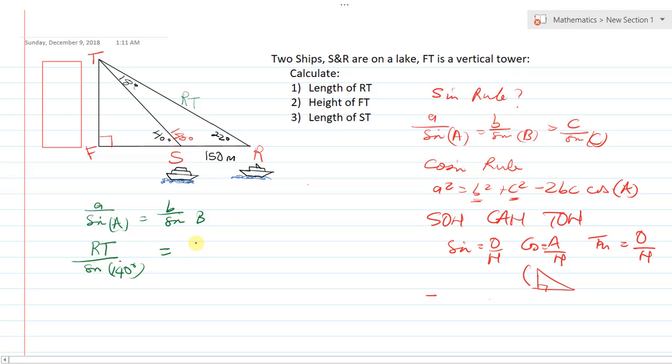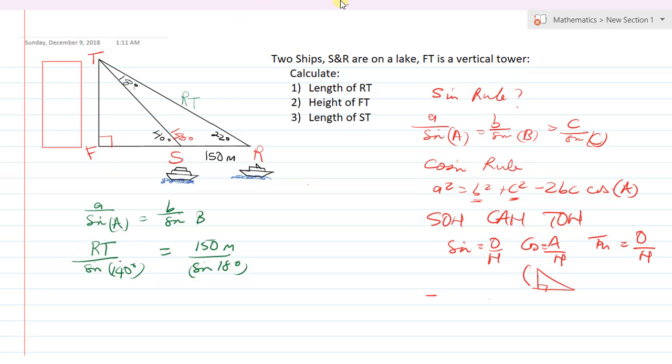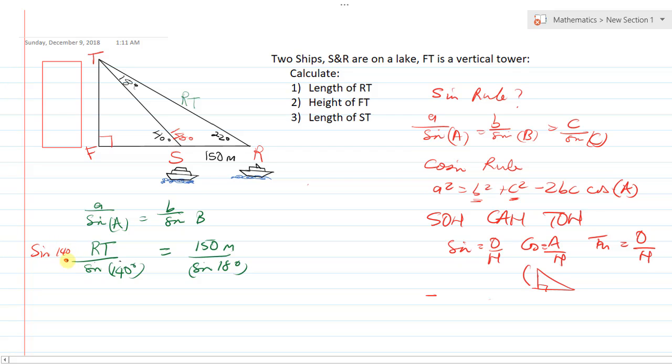This is equal to b over sine B. What would be your b? b would be 150 meters, because that's the only side we know. Which angle is opposite to b? This one, so it's 18 degrees, sine 18 degrees. Let's make RT the subject of the formula. To do so, we multiply by the reciprocal, so I would multiply by sine 140. These two cancel each other, and we have sine 140 here.